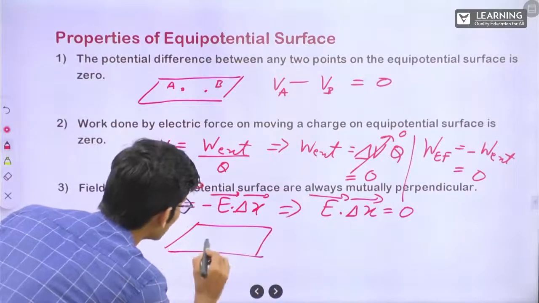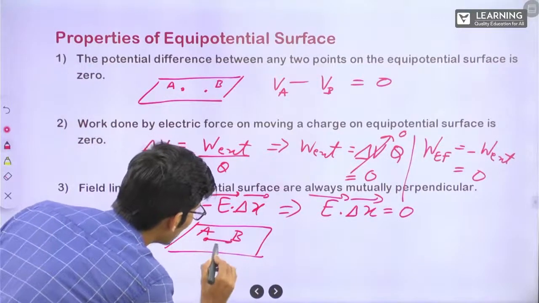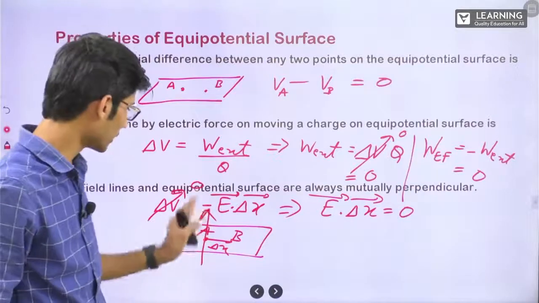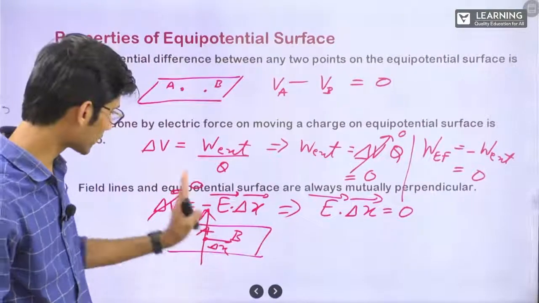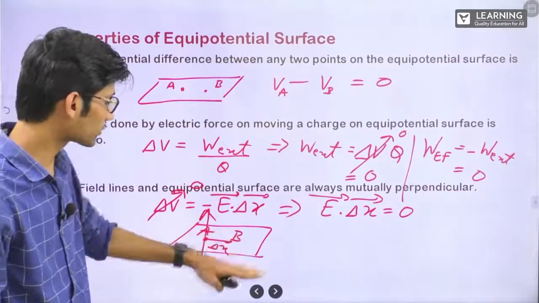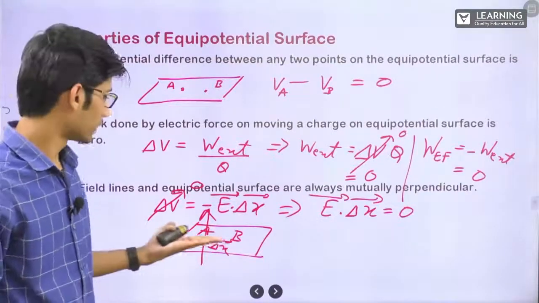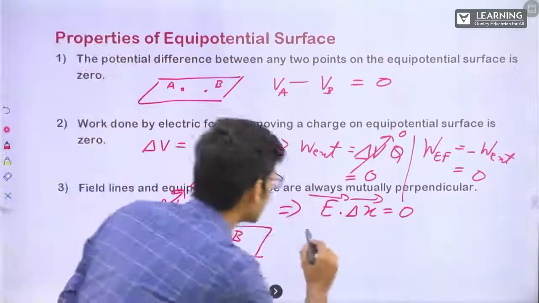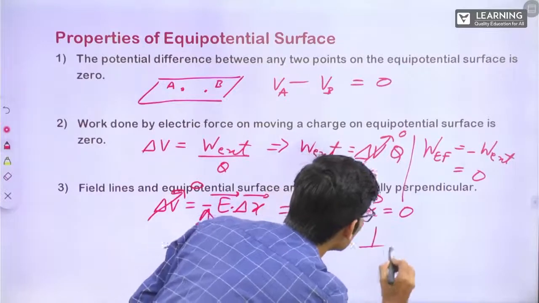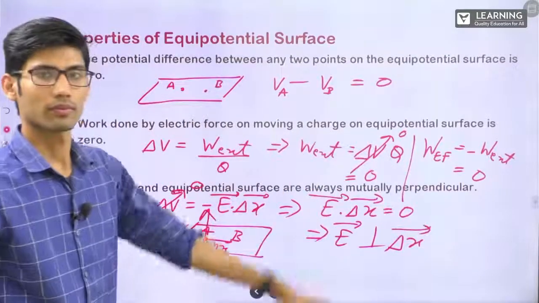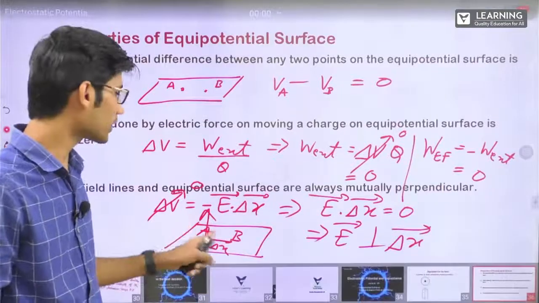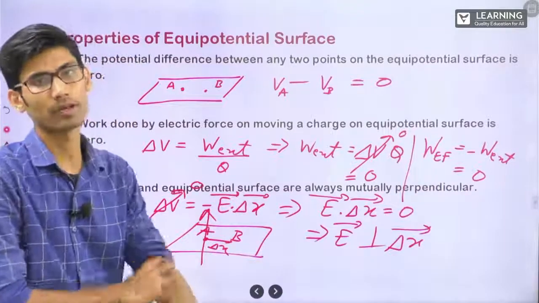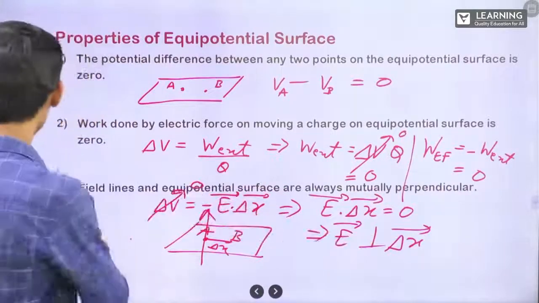If it is a surface, this is point A, this is point B, this will be delta x, correct? In moving from A to B, the electric field is perpendicular like this. Then only we can say the electric field is perpendicular to delta x. If the electric field is perpendicular to delta x, that means the electric field is perpendicular to the surface also, since delta x is parallel to the surface, on the surface. So the electric field is perpendicular to the surface. So field lines and equipotential surface are always mutually perpendicular. Clear? All right.